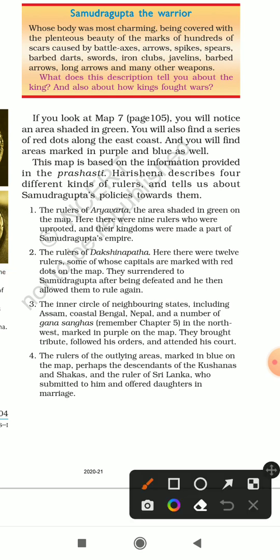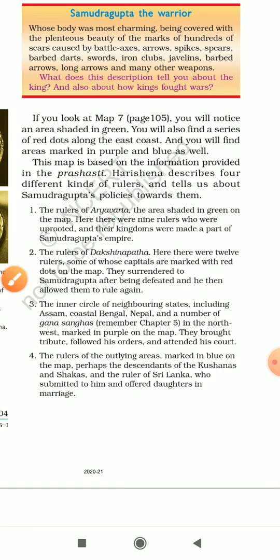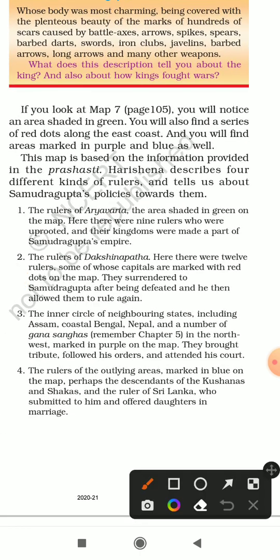Harisena describes four different kinds of rulers and tells us about Samudragupta's policies towards them. So who were these four different kinds of rulers? The first were the rulers of Aryavrata, the area shaded in green on the map. Here there were 9 rulers who were uprooted and their kingdoms were made a part of Samudragupta's empire. So this region of Aryavrata had 9 rulers and their area was conquered by Samudragupta.